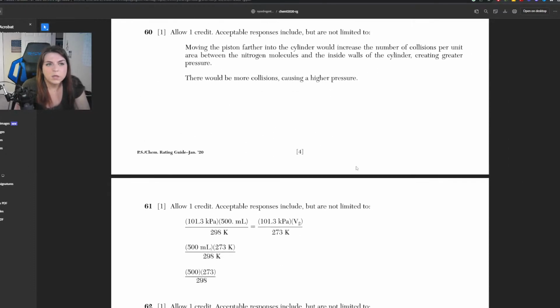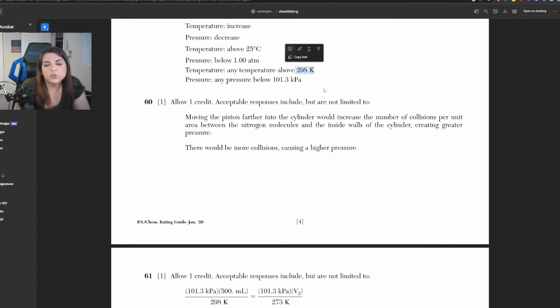Because what happens is that you say any temperature above 298, but you actually write 198, or you write it wrong and then you have the wrong answer, even though in spirit you had the right answer, which really stinks.